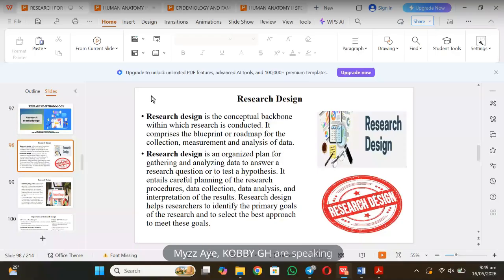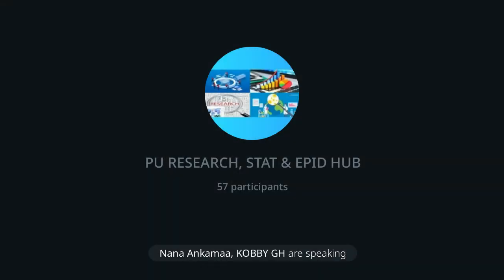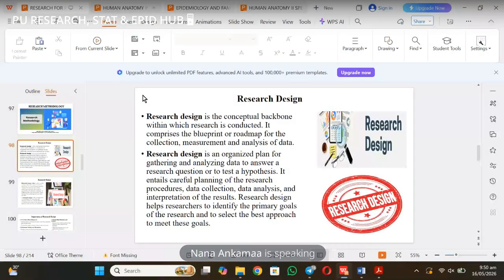That's fine. So what are some of the advantages? We've mentioned another advantage of prospective study. We have something we call recall bias. It reduces recall bias. That's one advantage. So what about it minimizing the selection bias?